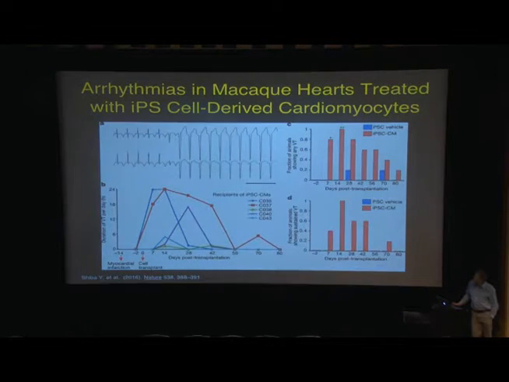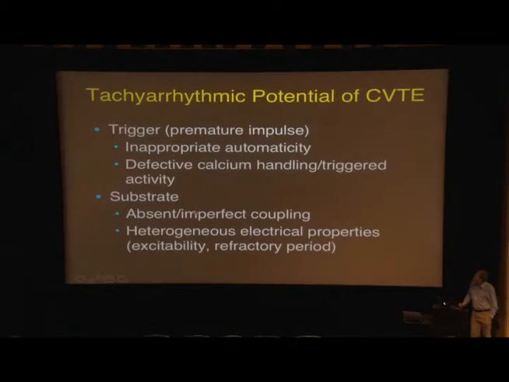So I think there's a lot of appreciation these days that the regenerative therapies have a lot of potential for inducing arrhythmias. This is some data from monkeys that got cell therapy, and you can see that there's lots of VT that occurs in these animals, which is not good.